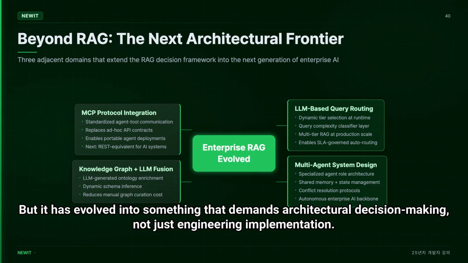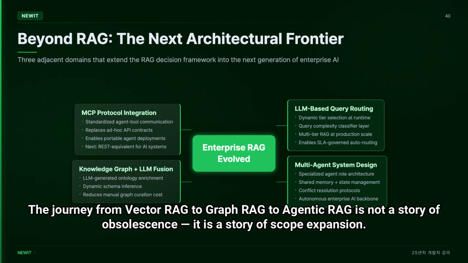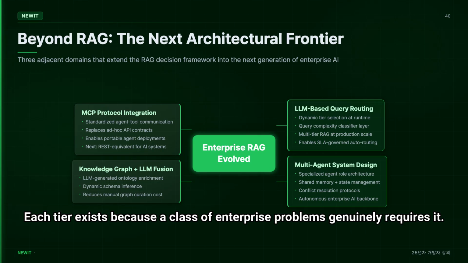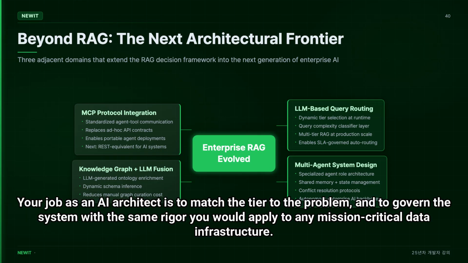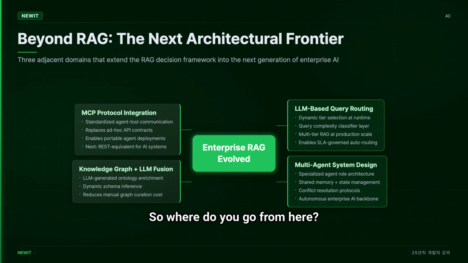RAG is not dead, but it has evolved into something that demands architectural decision-making, not just engineering implementation. The journey from Vector RAG to Graph RAG to Agentic RAG is not a story of obsolescence. It is a story of scope expansion. Each tier exists because a class of enterprise problems genuinely requires it. Your job as an AI architect is to match to the problem and to govern the system with the same rigor you would apply to any mission-critical data infrastructure. So where do you go from here?